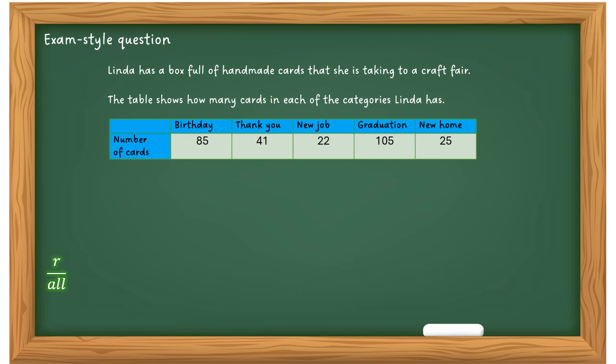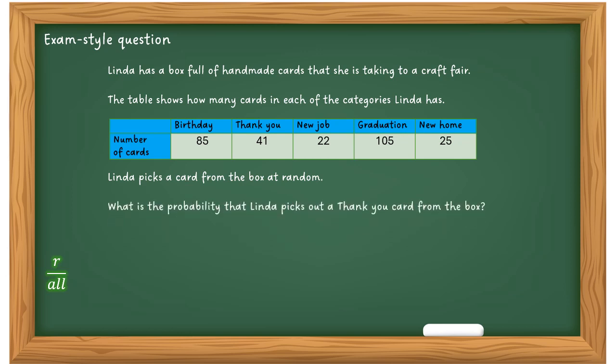Now let's look at an exam style question. Linda has a full box of handmade cards that she's taken to a craft fair. The table shows how many cards in each of the categories Linda has, and you can see the table laid out in front of you. Linda picks a card from the box at random. What is the probability that Linda picks out a thank you card from the box? You show your answer as a decimal and a percentage.